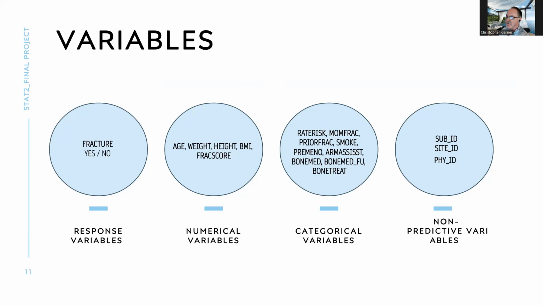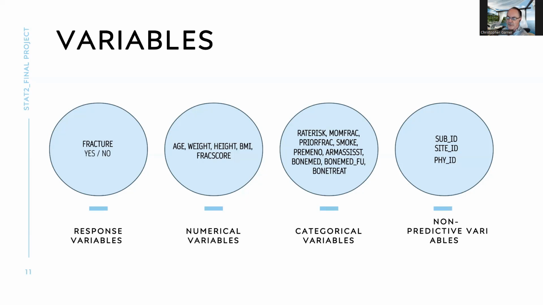Smokers, obviously yes or no. Premeno is premenopausal status at the beginning of the study. Arm assist is whether the subject requires assistance due to arm functionality issues of any kind. Bone med indicates whether the subject was on medication related to bone health at the start of the study, which is yes or no. Bone med follow-up indicates whether the subject was on bone-related medication at a later follow-up point in the study, also a yes or no. And bone treatment, which indicates whether the subject received any treatment related to bone health during the study, and that's a yes or no.